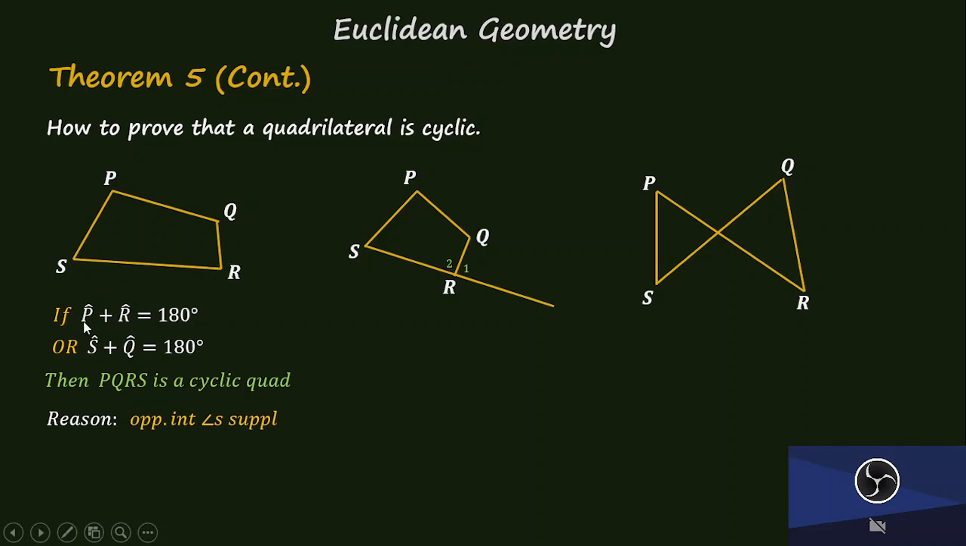If you do that, then you say, okay, I've shown that P plus R equals 180 degrees. Therefore, PQRS is a cyclic quad. You need to write that statement. You can just say PQRS is a cyclic quad, and then give the reason: opposite interior angles are supplementary.